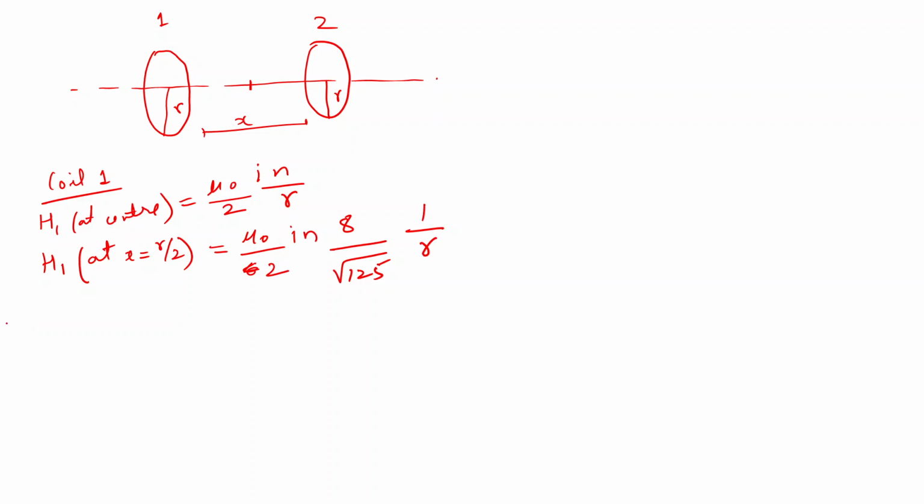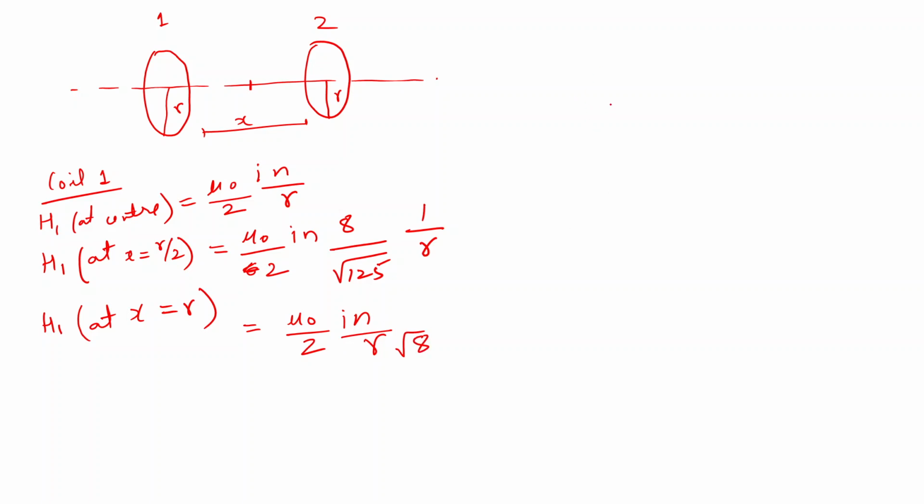So this is the expression, and then the magnetic field due to coil 1 at x is equal to r. If we want to see the magnetic field at x equal to r distance, then the expression that we'll get is mu naught over 2 I n over r. No, sorry, there will be root 8 also, and this will be root 8 times r.